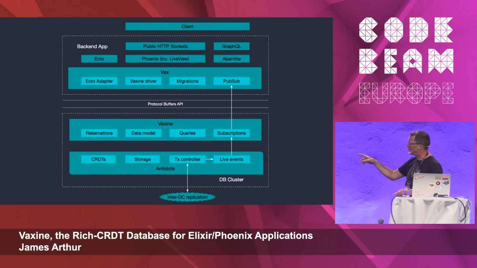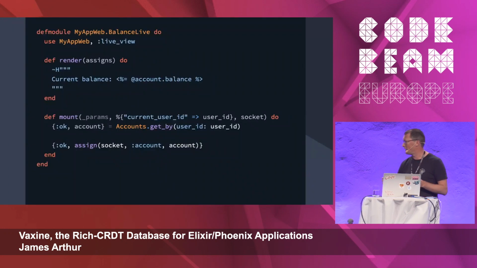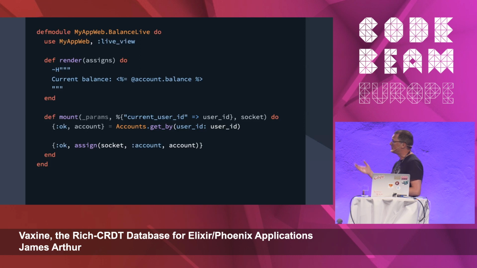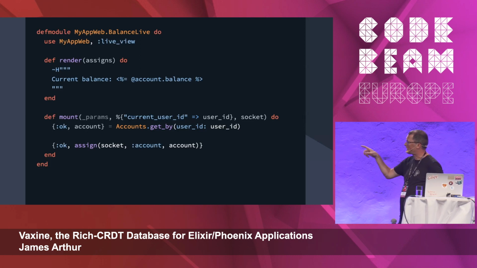And also, if you look at the bottom right here, you can see that we are building in a real-time subscription mechanism on top of the existing AntidoteDB replication system. And if you look at it in a LiveView context, this is another example of a very simple LiveView where we're using the account schema that we defined previously. So we're taking the current user ID, looking up an account, assigning it to the socket, and the render function then takes care of just rendering the balance.